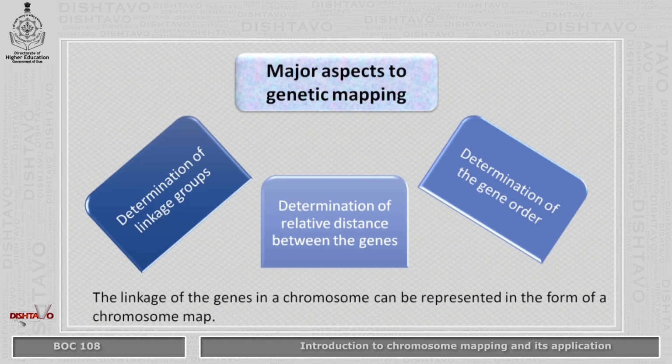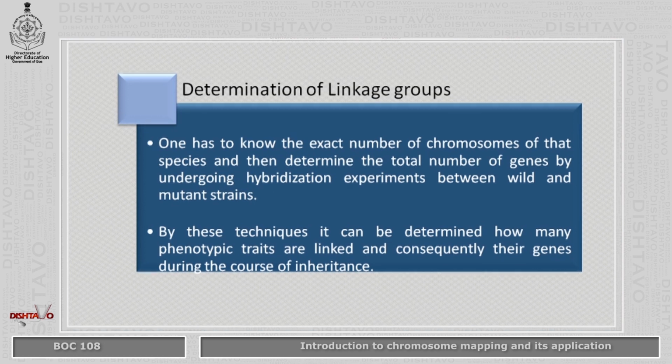Major aspects to genetic mapping. There are three major aspects. First, determination of linkage groups, second, determination of relative distance between the genes, and third, determination of gene order. The linkage of genes in a chromosome can be represented in the form of a chromosome map. Let us take the first aspect, that is determination of linkage groups.